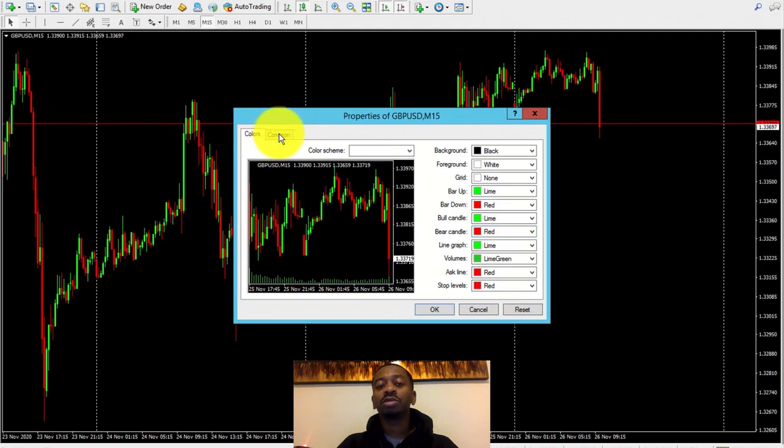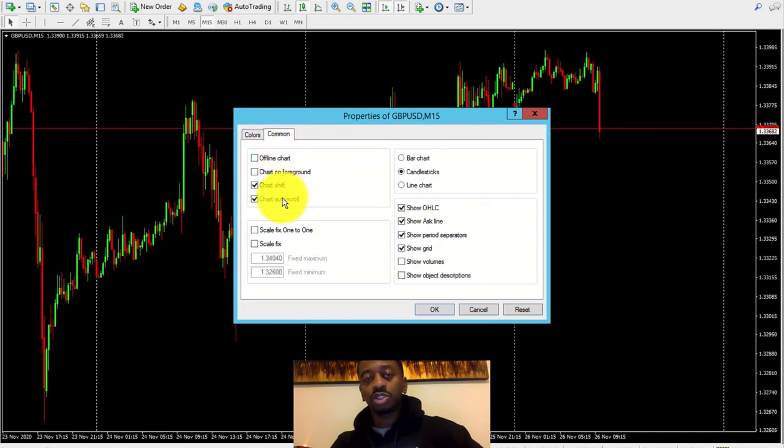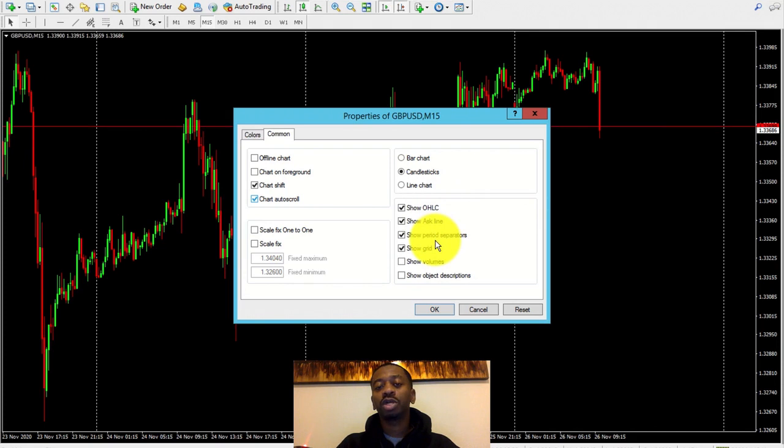Under common, I'll go over to common real quick here. Here are my settings as well. Chart shift, chart auto scroll, candlesticks, show, just on the first 4. All right. And then once you select OK, your chart will look exactly like mine. All right. Exactly like mine.